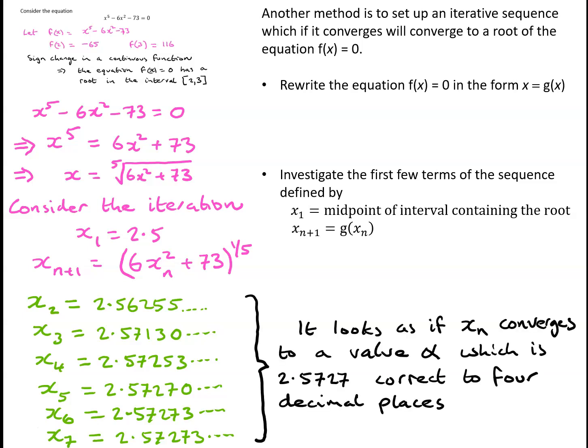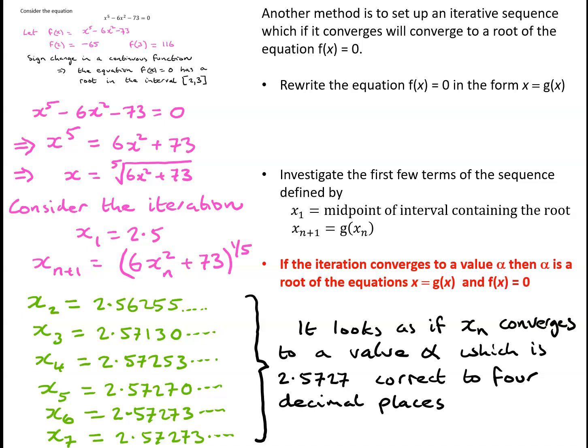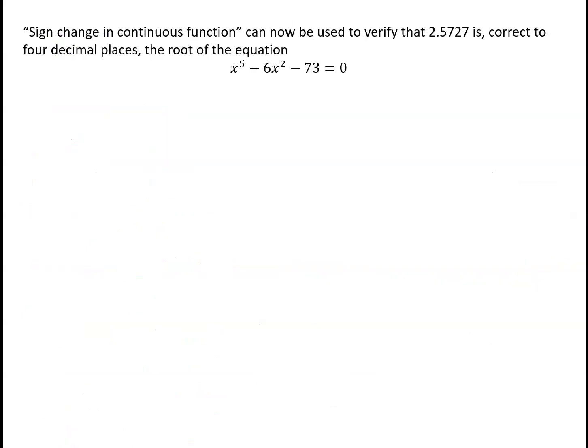2.5727. So it looks as if we've got a sequence of values xn which converges to a value alpha, which is 2.5727, correct to 4 decimal places. If the iteration converges to a value alpha, then alpha is a root of the equation x equals g of x, and since the equation x equals g of x is equivalent to the equation f of x equals 0, then alpha is a root of the equation f of x equals 0.